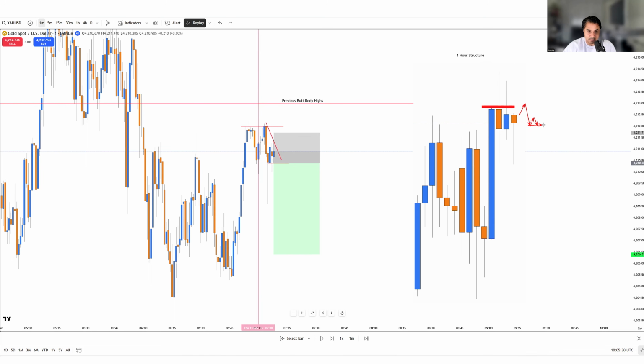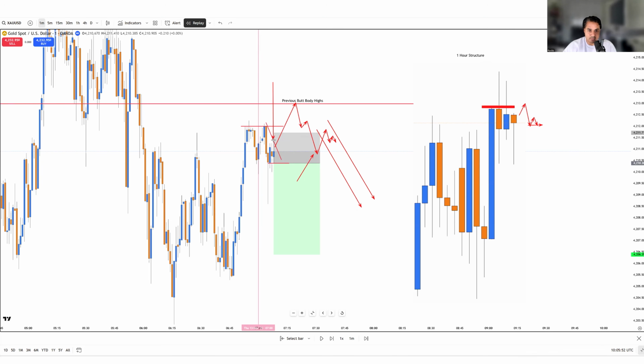So from a 1 minute perspective, that would mean that price would need to come back into this previous high, completely fail off, shift to be in a bearish sentiment, invalidate, reset the structure so we're not entering at the bottom of a downtrend, and then look for the sells at this point.